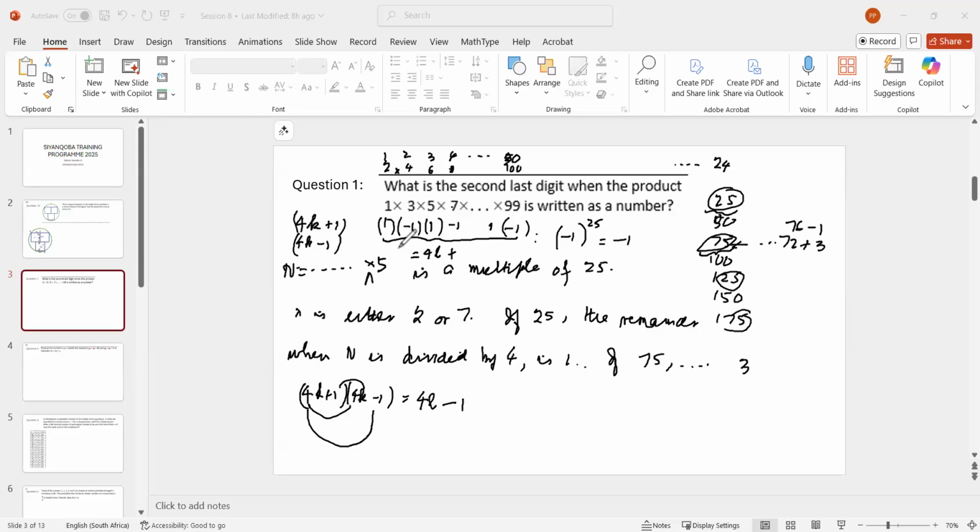Right, so in other words, this product here, when it is of the form 4L minus 1, which means that it's not this, but is this one here, because these numbers are 75 and of the form 4L minus 1, 76 minus 1. So therefore, it ends in 75. And the second last digit is 7. So the answer is 7.